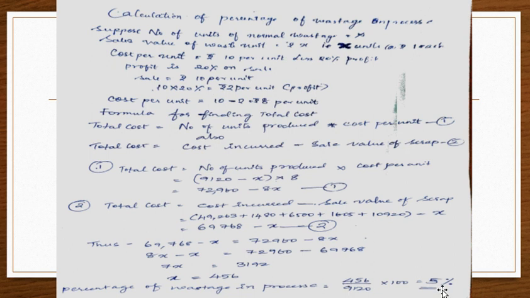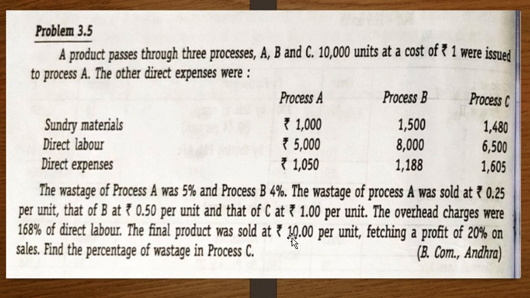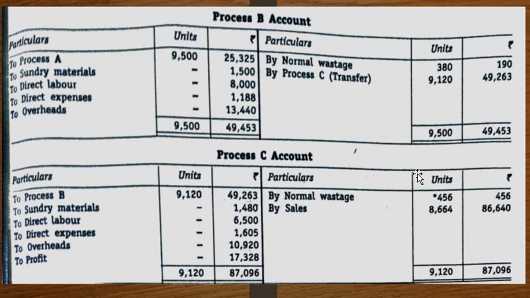So you have found out the percentage as well as the normal loss units. Now we'll take these normal loss units in the calculation. We have found out the normal loss units as per the working note, 456, into the cost per unit as mentioned in the problem. Here the wastage of process A was sold at rupees 0.25, B 0.50, C rupees 1 per unit. As it is sold for 1 per unit, you know the number of units, which is 456 into 1, which is nothing but 456. The value of normal loss is 456.